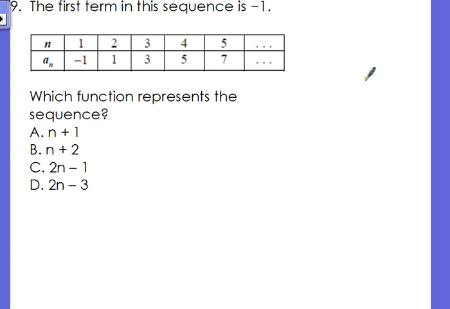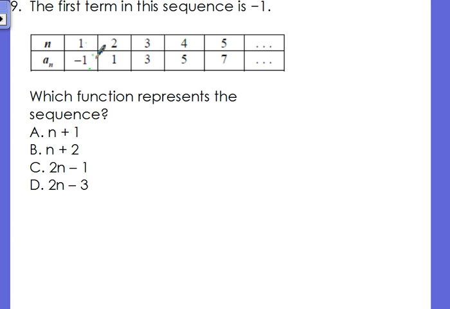These next couple of examples are from the EOCT review guide. So these are some examples of how you might see functions on the EOCT. In this sequence, the first term is negative 1, second is 1, and so forth. So this is my domain and this is my range.